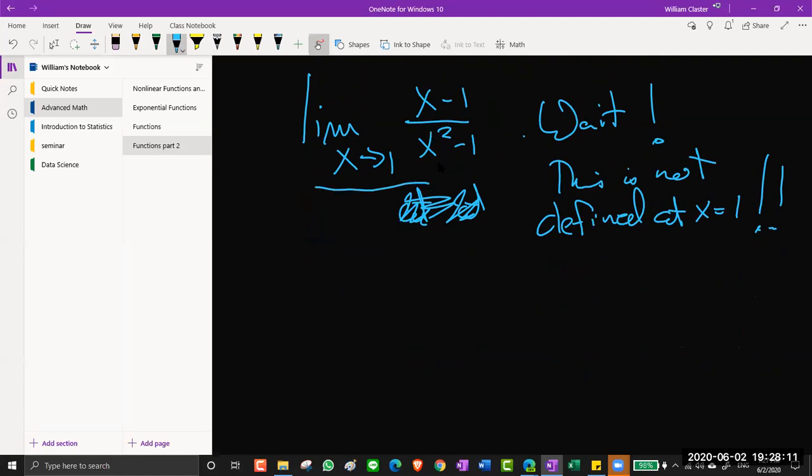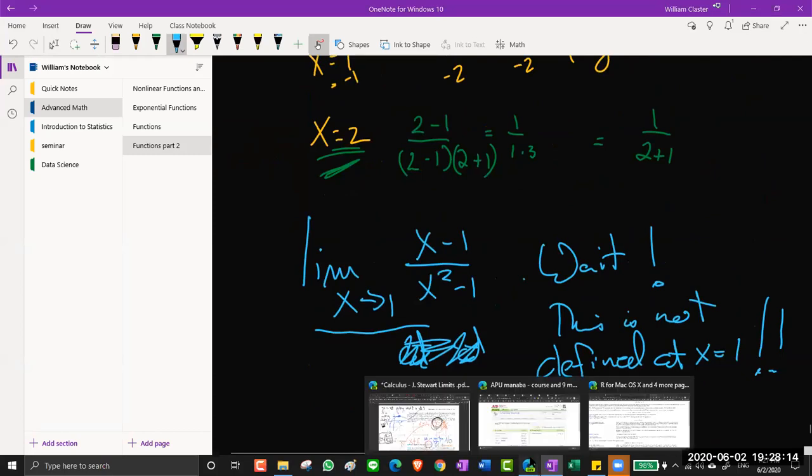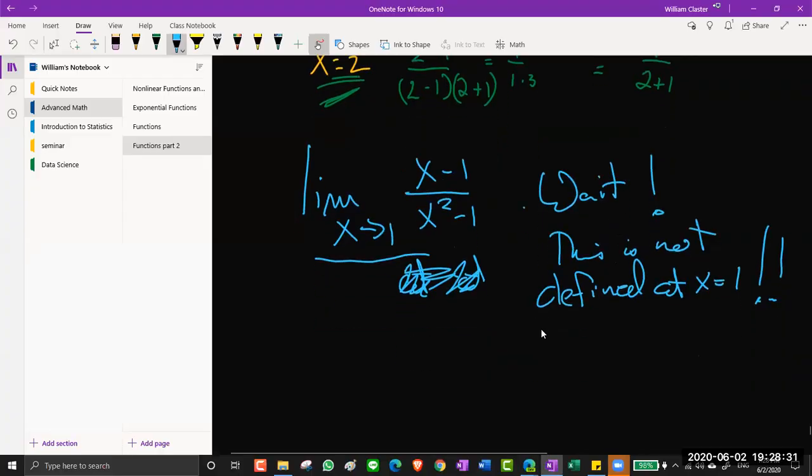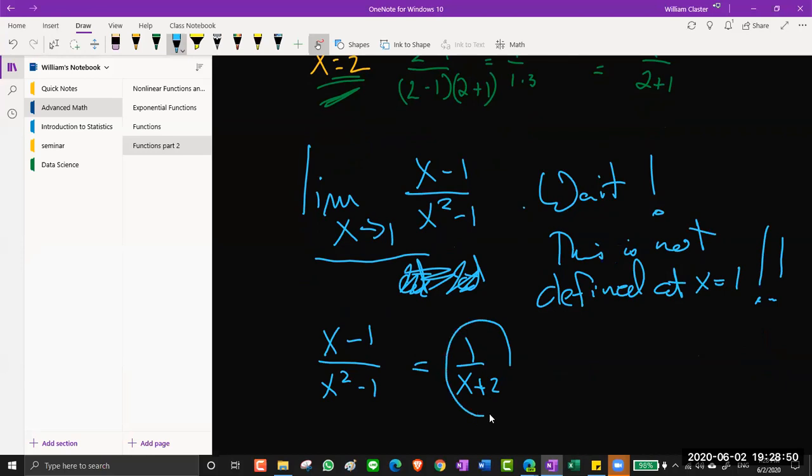Let's look at it. Where was it? I think I wrote it in the book. Here. We said it's not asking what f is at 1. It's asking near 1. So we just showed that this function is equal to this function, right? Except at 1.